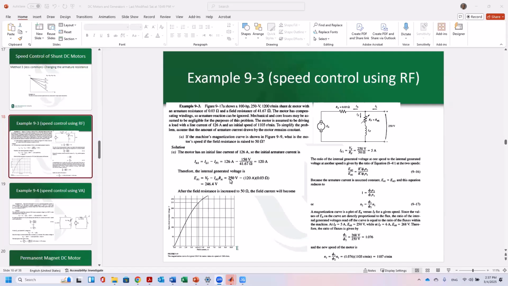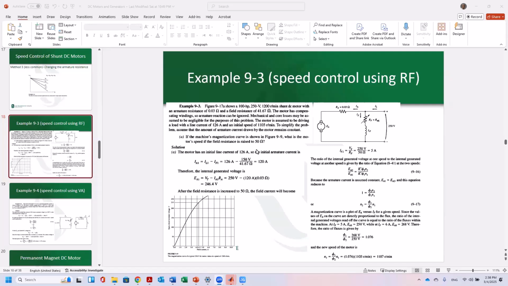All right, so under these circumstances, when the armature current is 120 amps, we can find the internal voltage, or the armature voltage, of the motor to be Vt minus IA RA, which gives us a value of 246.4 volts. Since we're assuming that this 120 amps will remain constant, we can also assume that EA1 would remain constant.